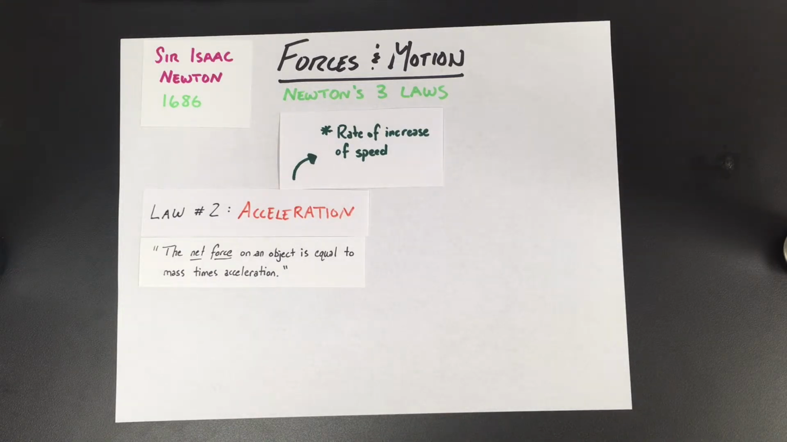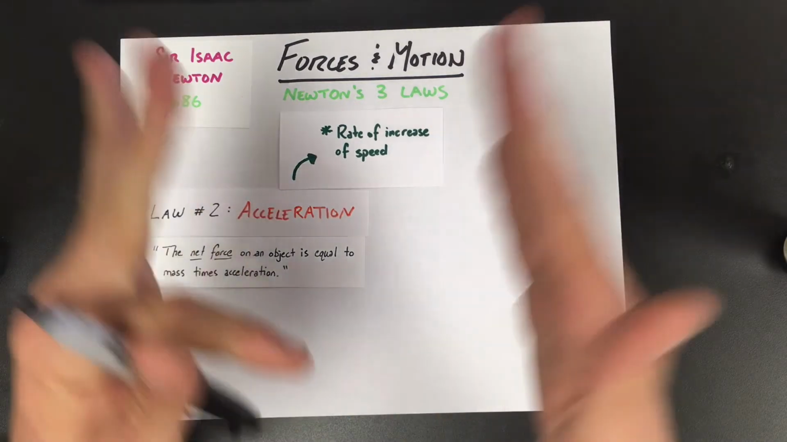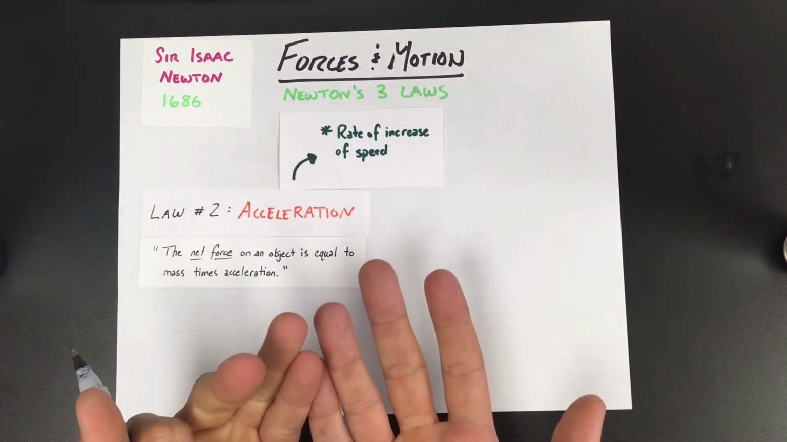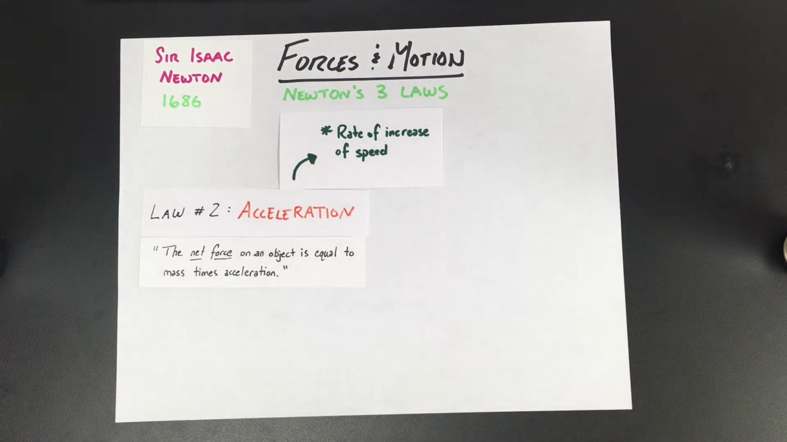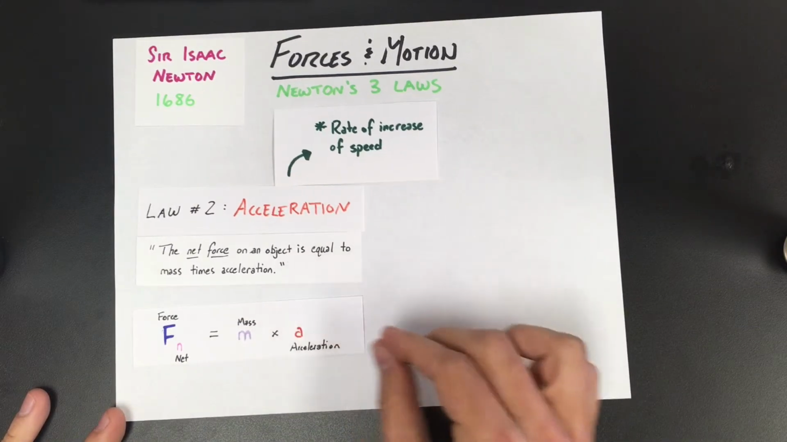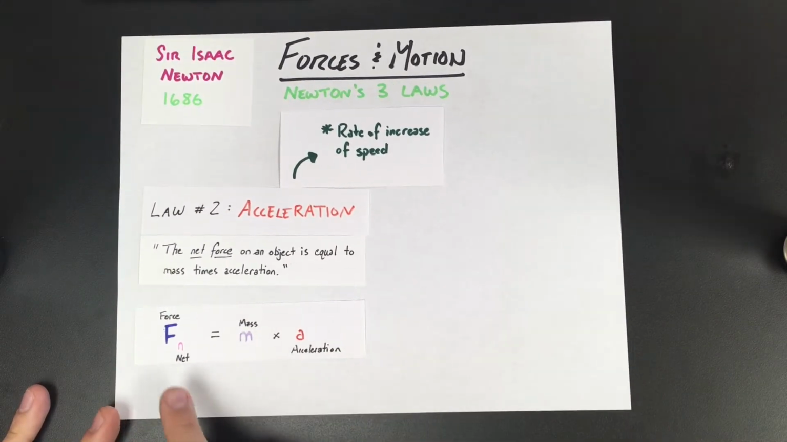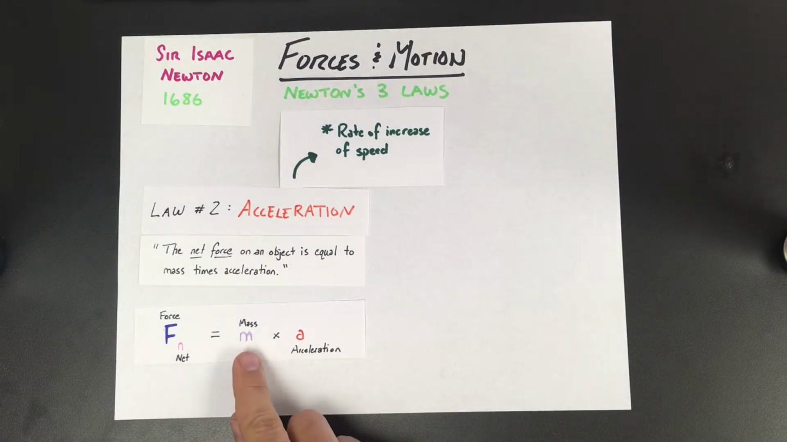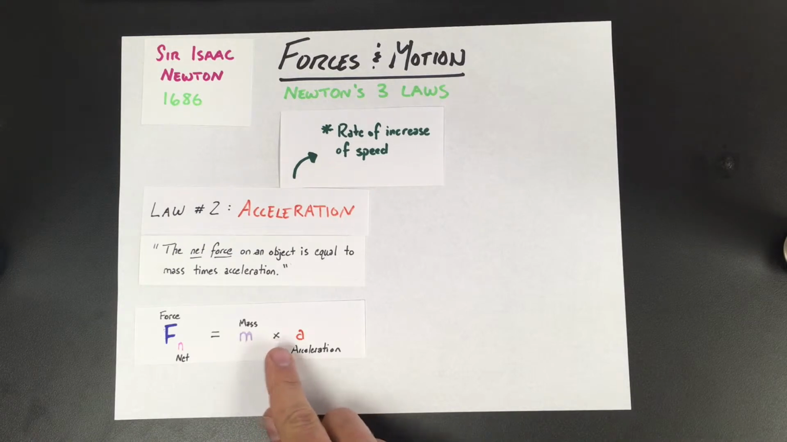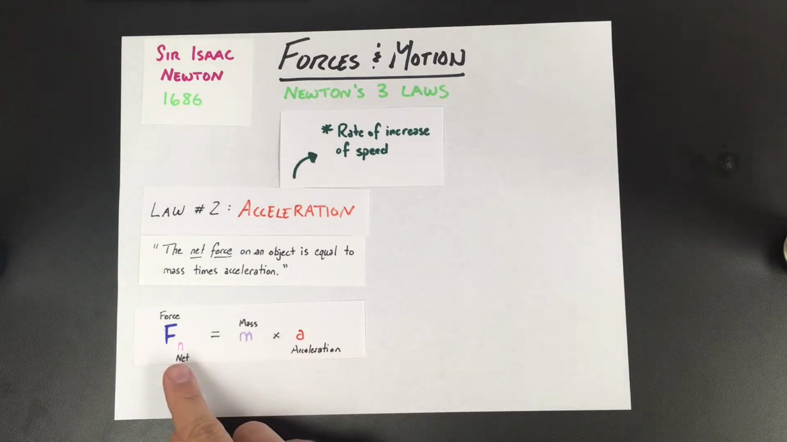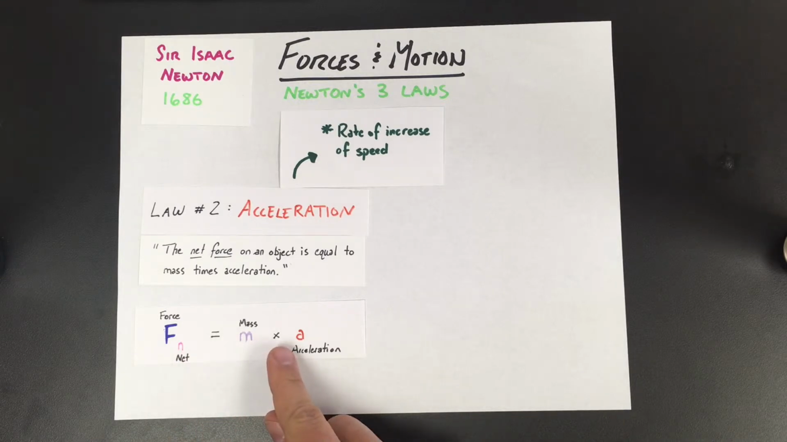Now, the net force is going to be the sum of all of the forces acting on an object. And we can represent this with an equation. And it looks like this. Right? We have force, or the net force, is going to be equal to the mass of the object times the acceleration of the object. Right? F net is equal to m times a, or F equals ma.